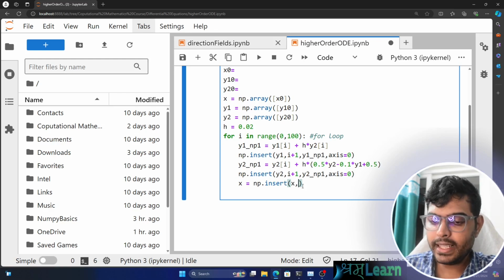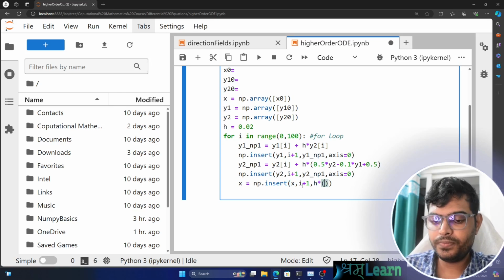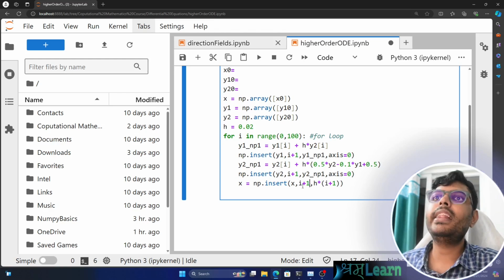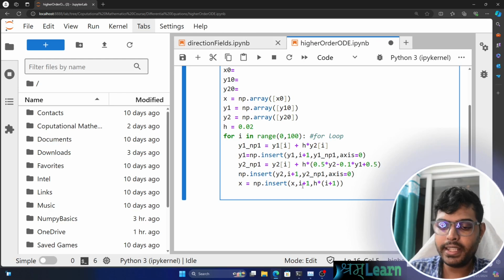X index I plus 1, and value is h times I plus 1, depends on which instance we are, and then we multiply h so that we have the appropriate x value. So that is the case, and it so happened that we have to write y1 here because y1 will not be updated. That is how numpy works.